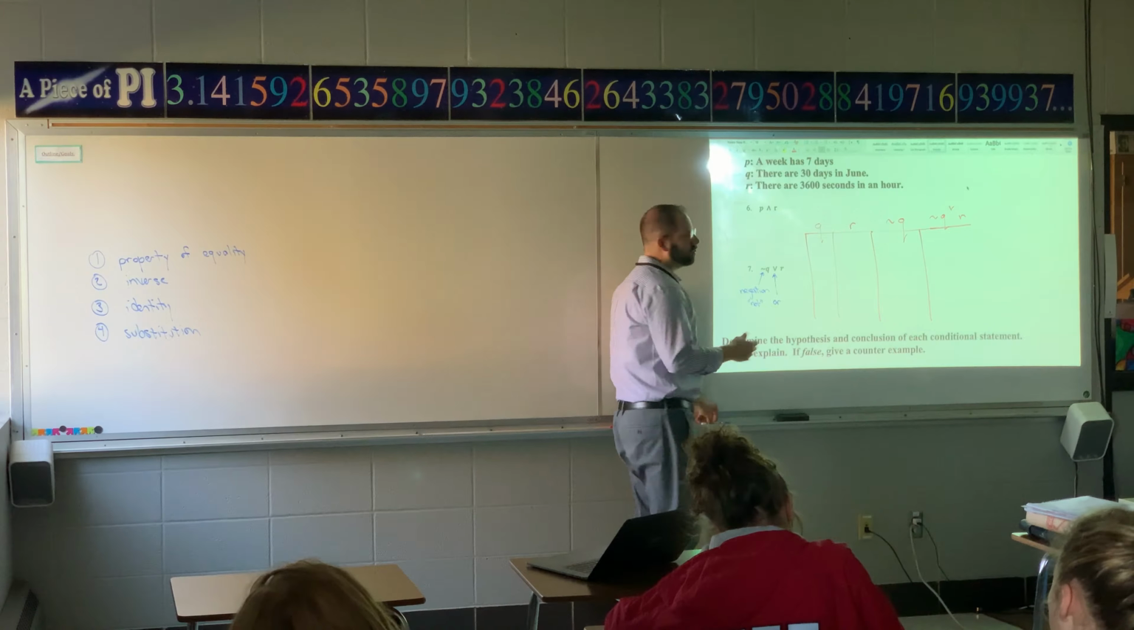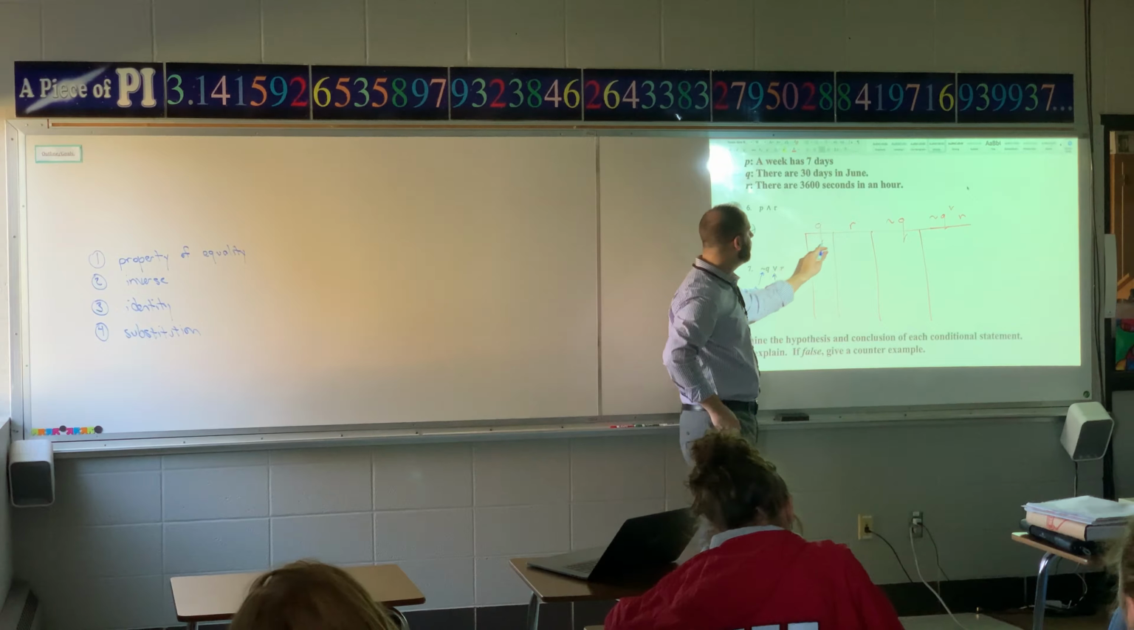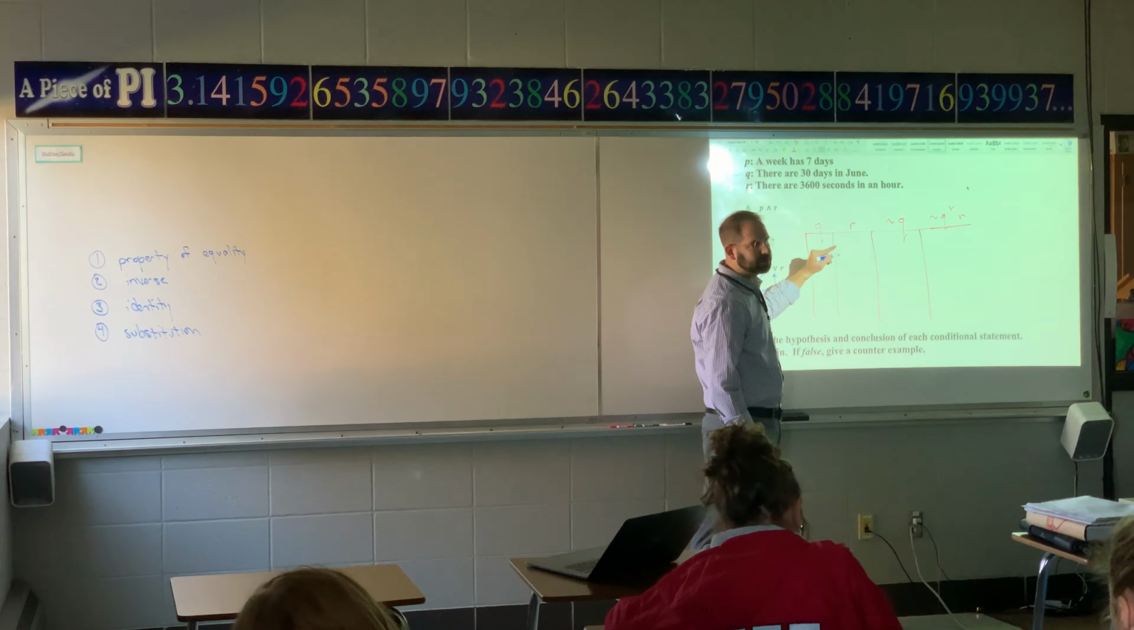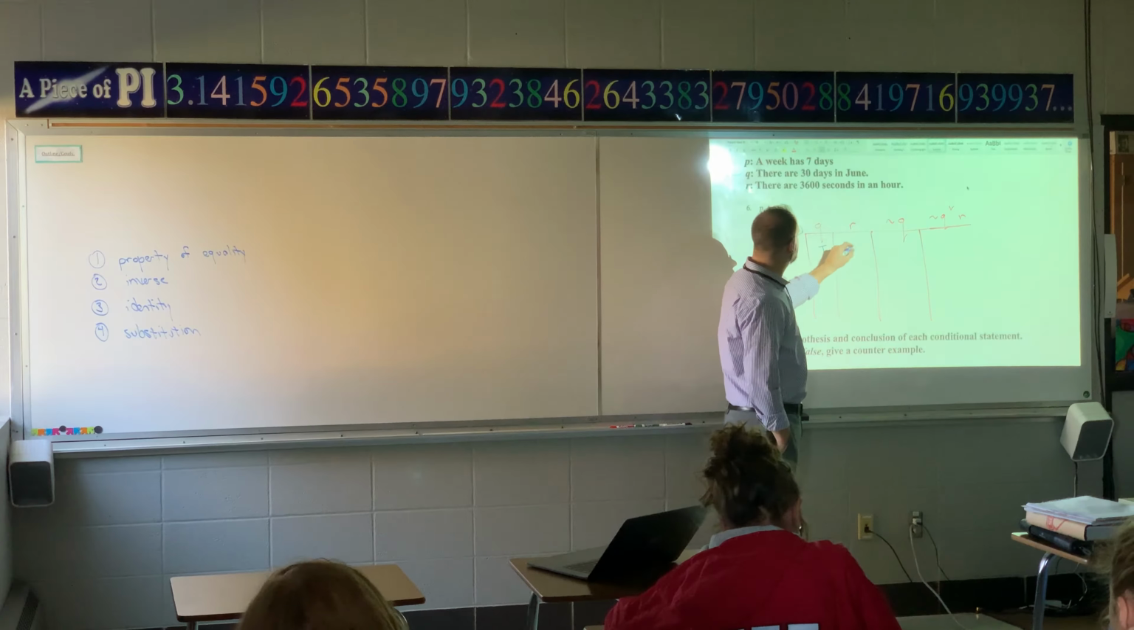Okay, so let's set up the trues and falses for the first part. Q and R, what are all the combinations? T, T, T, F, F, T, and F, F. So those are all the combinations of true and falses you could get.